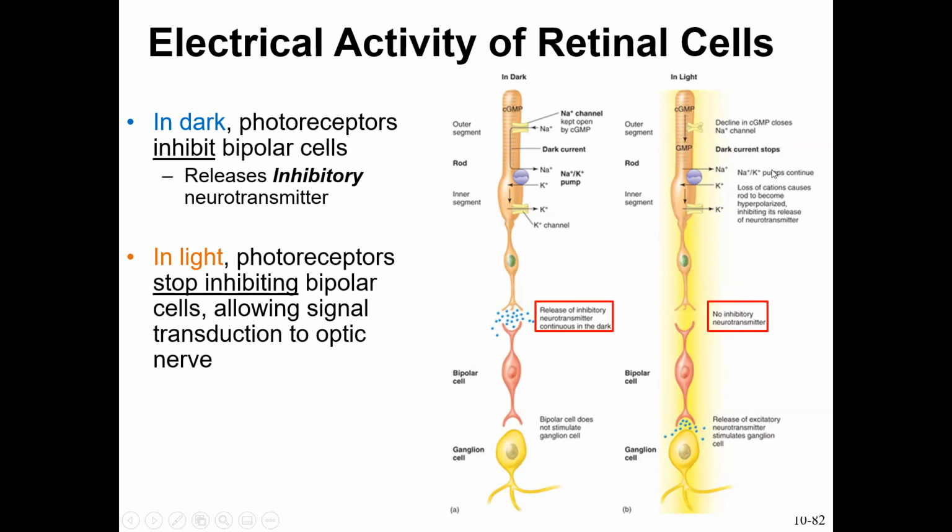Now, in the light, the bleaching reaction is going to prevent depolarization, which prevents the release of the neurotransmitter. Again, it's an inhibitory neurotransmitter, so it's like stopping the stopping. When you lack the inhibitory neurotransmitter, the bipolar cells will then be stimulated to release their own neurotransmitter, which activates the ganglion cells, and then we're going to have signal to the brain.